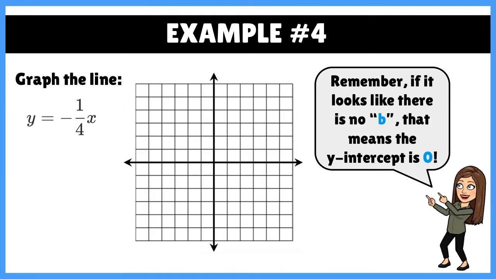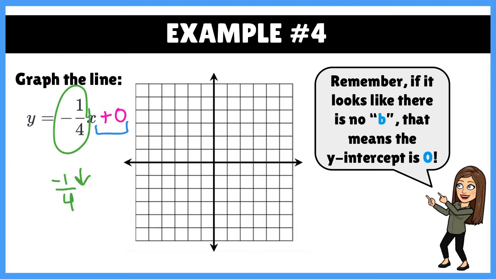Okay. Here's another one. And again, these are straight from the exit ticket from yesterday. Same exact problems. When it looks like you don't have a y-intercept, that means it is 0. So that's kind of like saying +0. So this time our slope is -1/4.